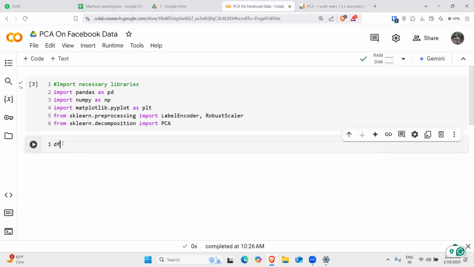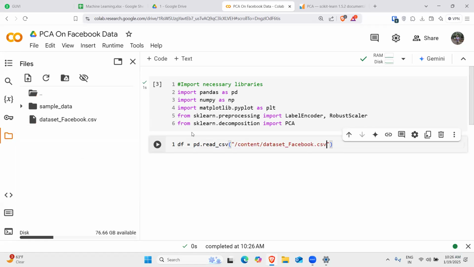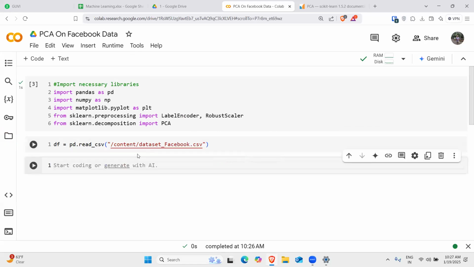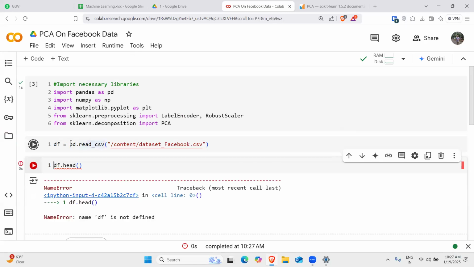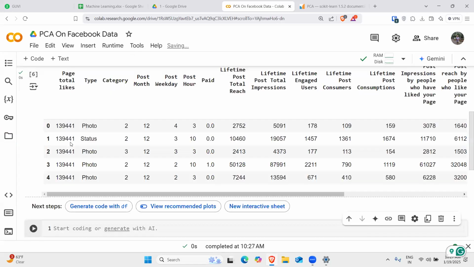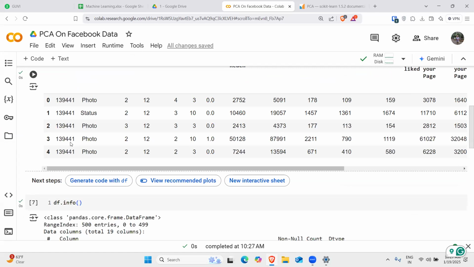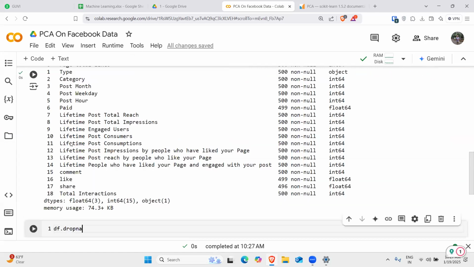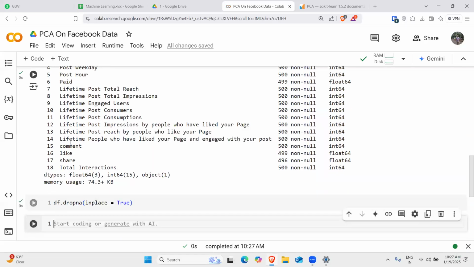Right. So I'll write df is equal to pd.read_csv, and I'll just copy the path. I'll run df.head. Sorry, this is not run time. It's not run. And then I'll write df.info. This is what I have over here. Right. Then I'm going to drop null values permanently. If I have null values, they will not be there.